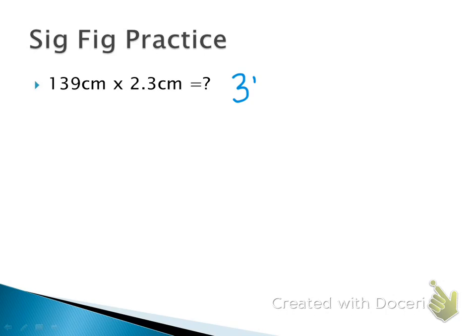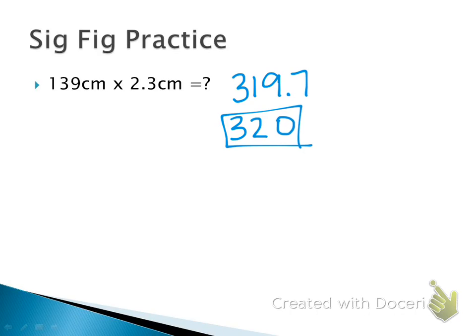319.7. And our answer should have how many significant figures? 2. Okay, our answer should have how many significant figures? Only 2. So, Caitlin, what do you think the best way is to express this with the correct number of significant figures? 320. Okay, how many significant figures does this value have? 2.